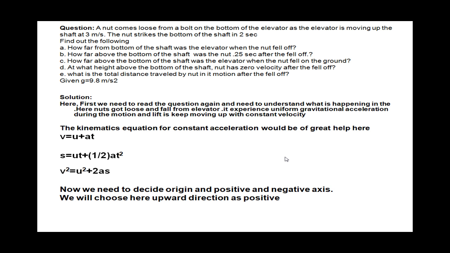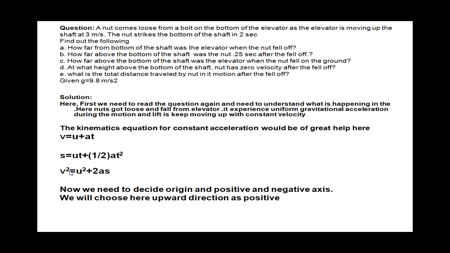Since it's motion with constant acceleration, these three equations can be used. First, v equals u plus at, where v is the final velocity, u is the initial velocity, a is acceleration, and t is the time interval. Second, s equals ut plus half at squared, where s is the distance traveled, u is initial velocity, t is time, a is acceleration. Third, v squared equals u squared plus 2as. Now let's start solving the question.